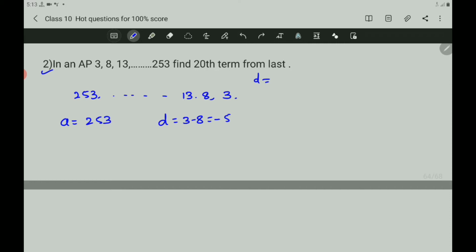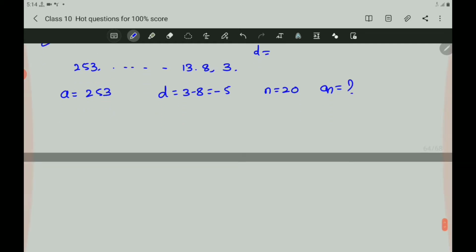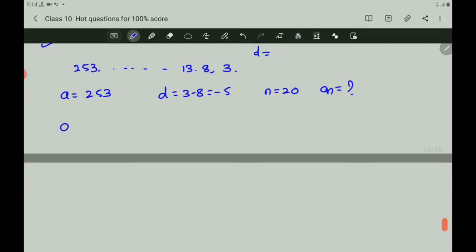Then what you have to find out? Here n equals 20, a_n equals question mark. Now you write the formula for a_n. a_n equals a plus (n minus 1) into d.